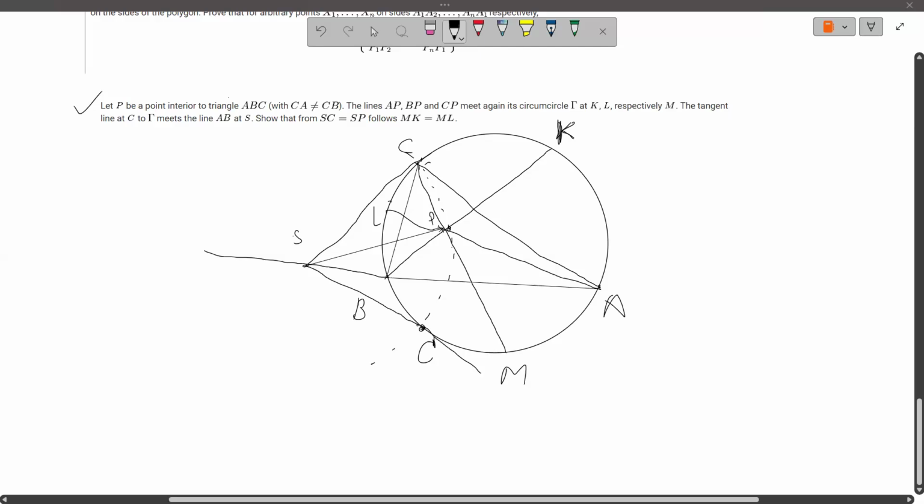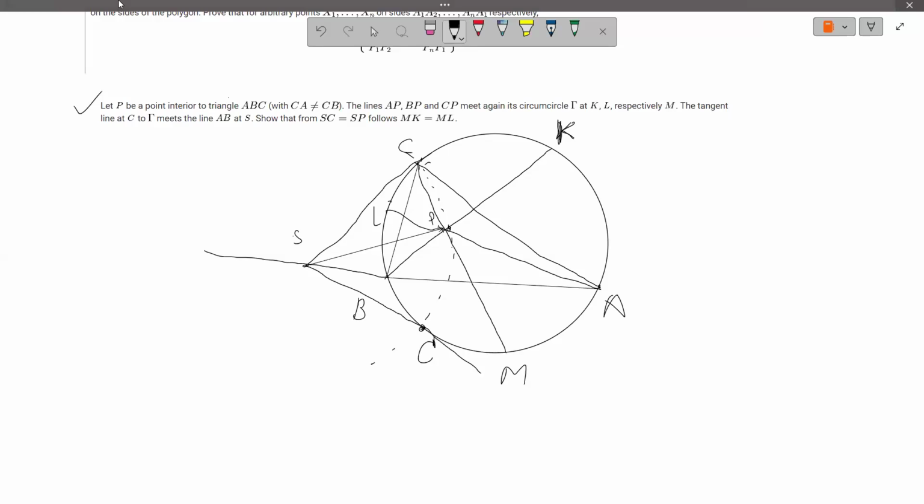Okay, so CP is just the angle bisector, right? CP is an angle bisector of KCL, angle KCL. It should be. True. So we can join CL and CK. I will draw those for you. So you want this angle equal to this angle.